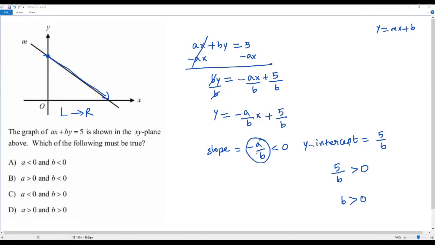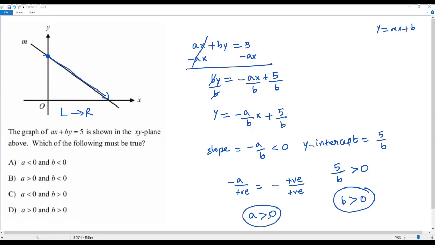In negative a over b, we already know that b is positive, so we have negative a over positive. What should be the value of a so that the slope is negative? Then a should be positive. We already have a positive value in the denominator, that's the value of b. When I divide a positive value by another positive value, the fraction is positive, and when it is multiplied by the negative sign, the slope is negative. So clearly a is positive, that is a is greater than 0. We already got the result that b is greater than 0. So a is greater than 0 and b is greater than 0.